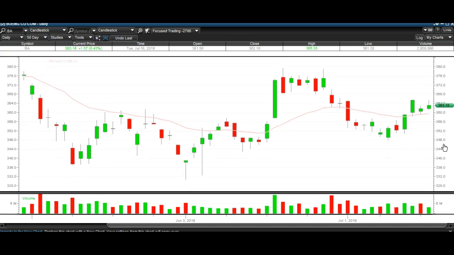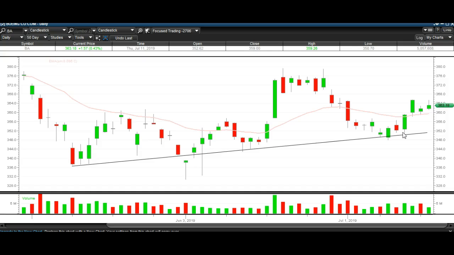So the reason we're looking at calls on this is because we've got this really nice uptrend. You can see it's bounced off of it several times before, and we had a nice little bounce off of it right here, and then we had a gap up and a higher high and a higher low. So that to me signaled that we could head higher.